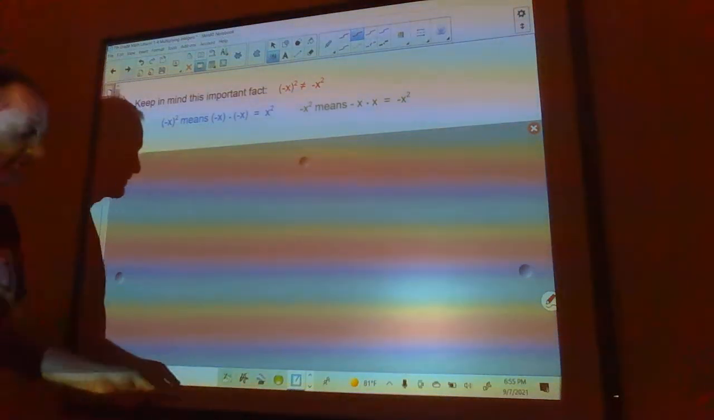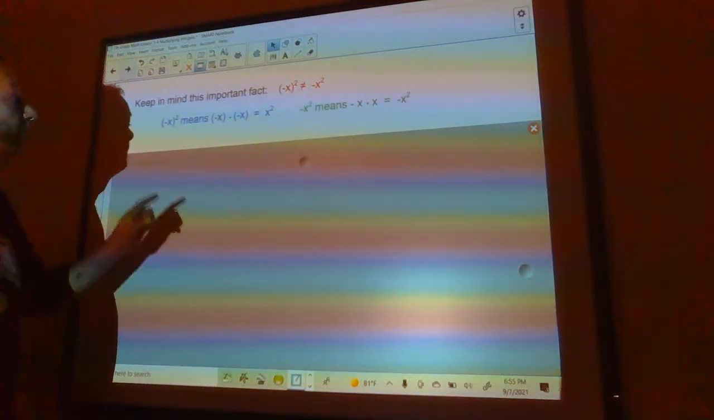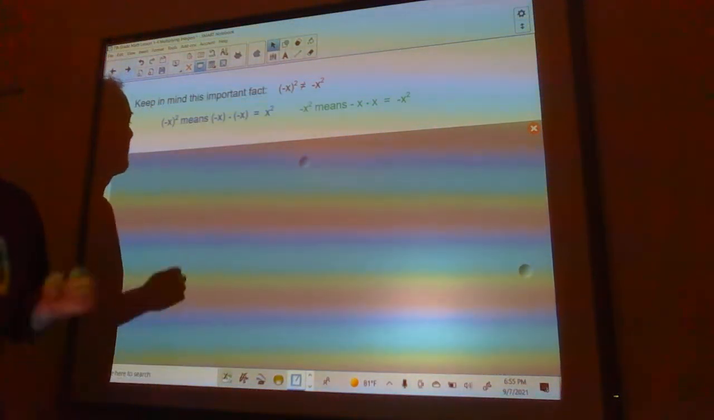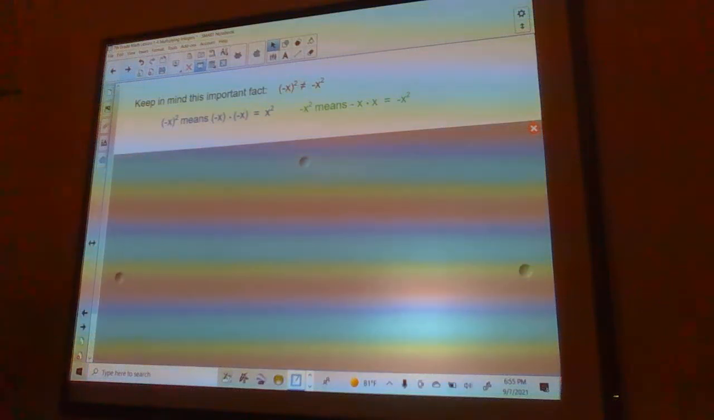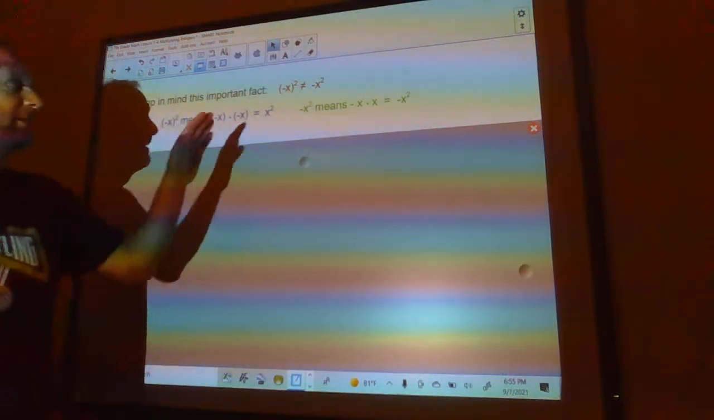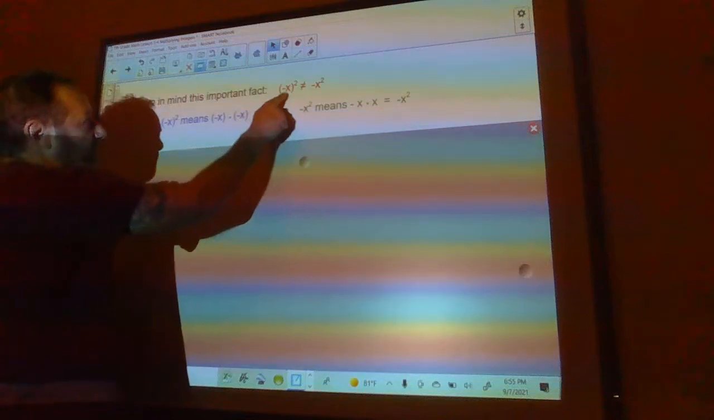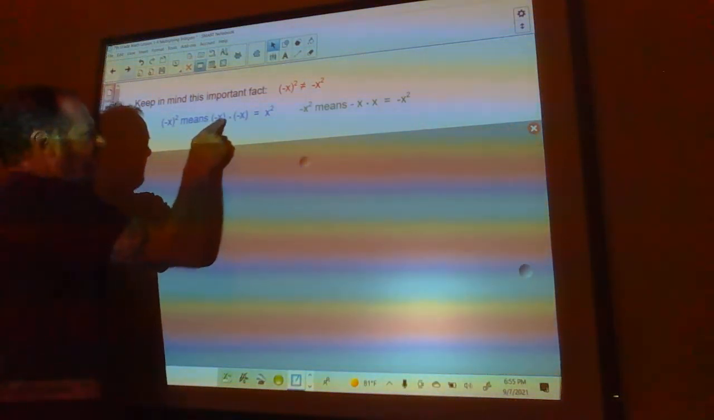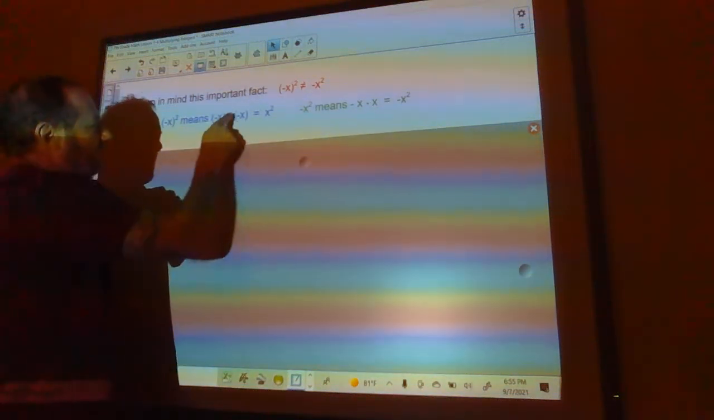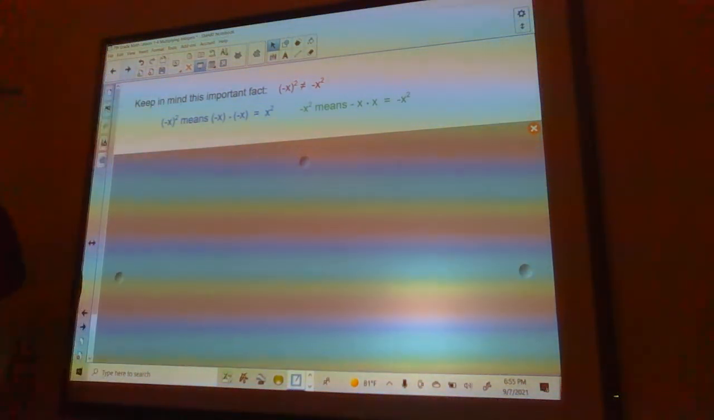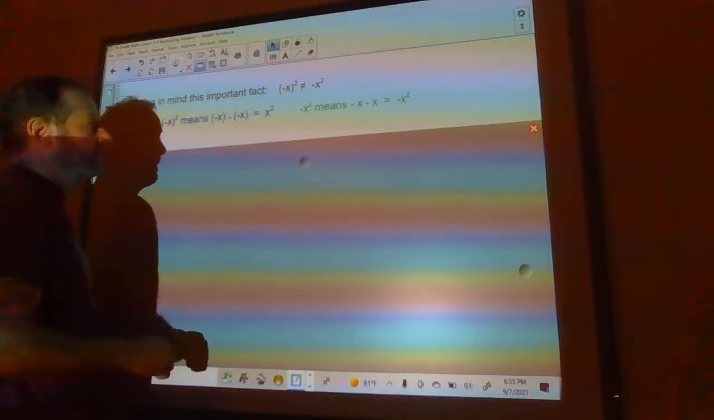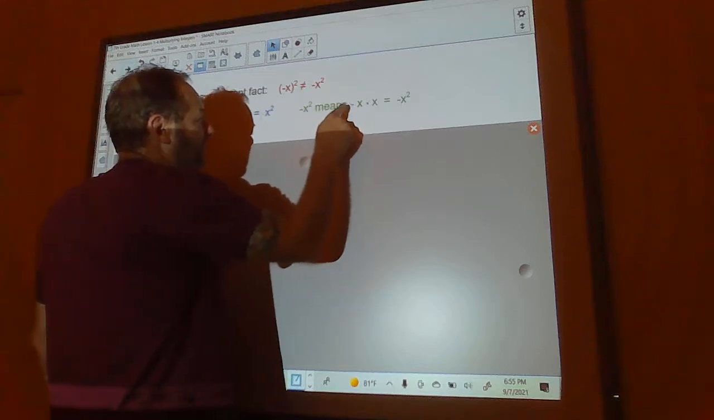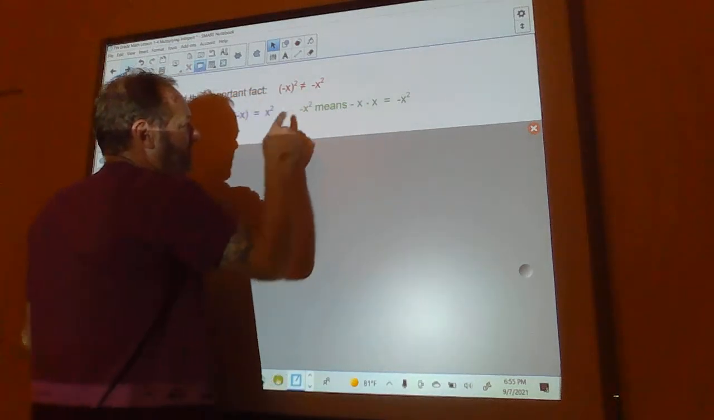Here's something to learn right now. Important fact: negative x squared in parentheses is not the same thing as negative x squared. Those are two entirely different things. So this one here, negative x in parentheses squared, means negative x times negative x, which the negatives cancel out, and it's positive. So that's positive x squared. Now, negative x squared means negative x times x. You're just squaring the x.